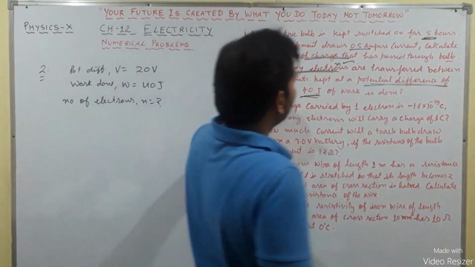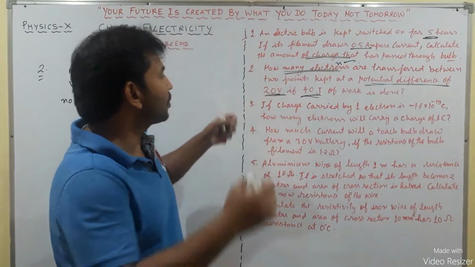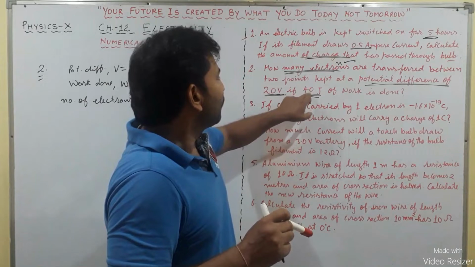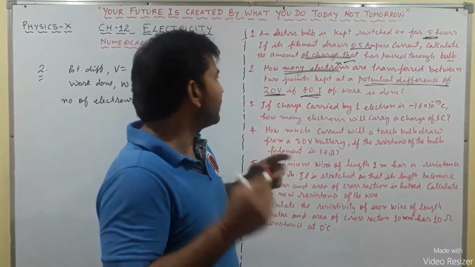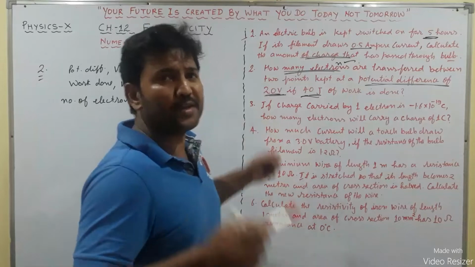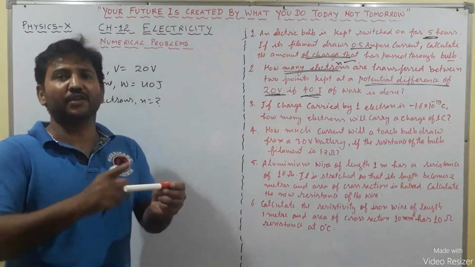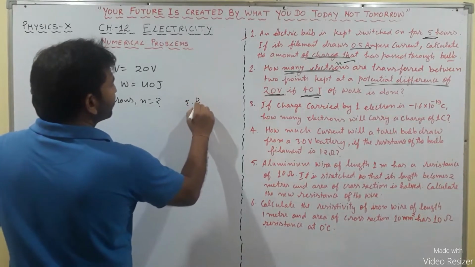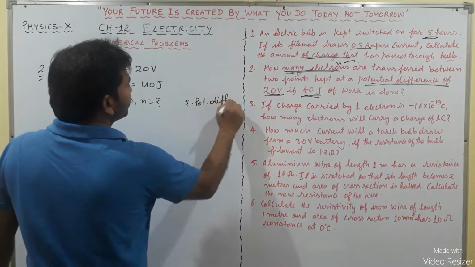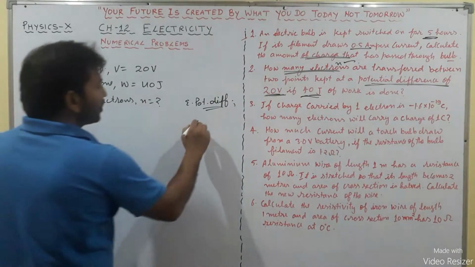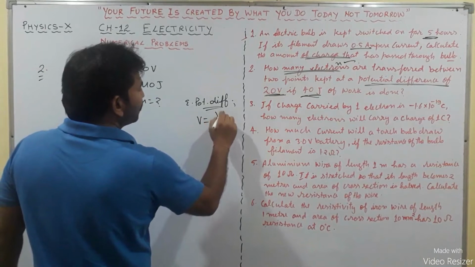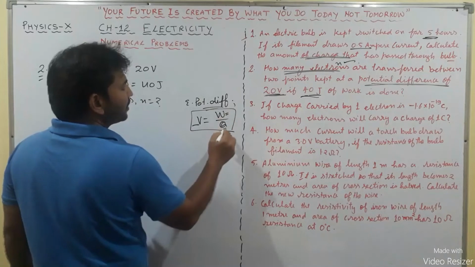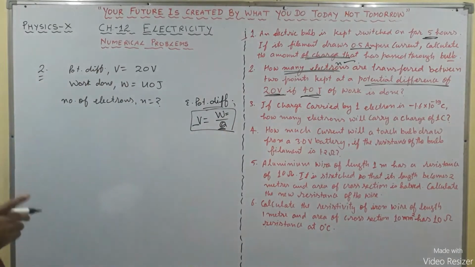That means on applying a potential difference of 20 volt between the two ends of a conductor, 40 joule of work is to be done. Then we need to find how many electrons will flow through that conductor. So for that we will use the formula of electric potential difference. What is the formula? V equals W upon Q. Here V is the potential difference, W is the work done, and Q is the charge that is flowing through the conductor.